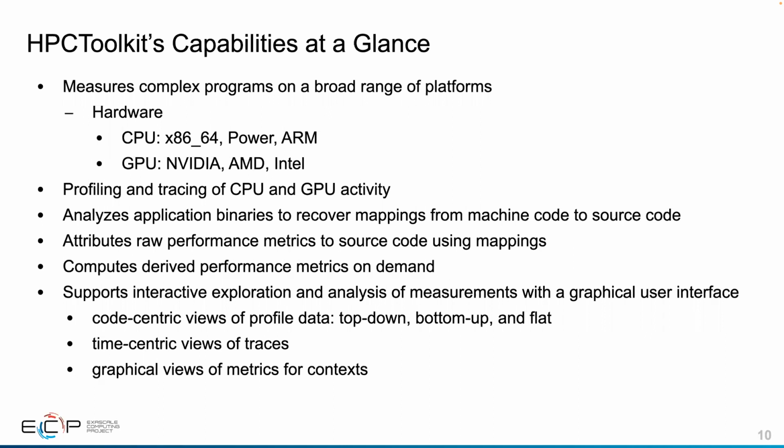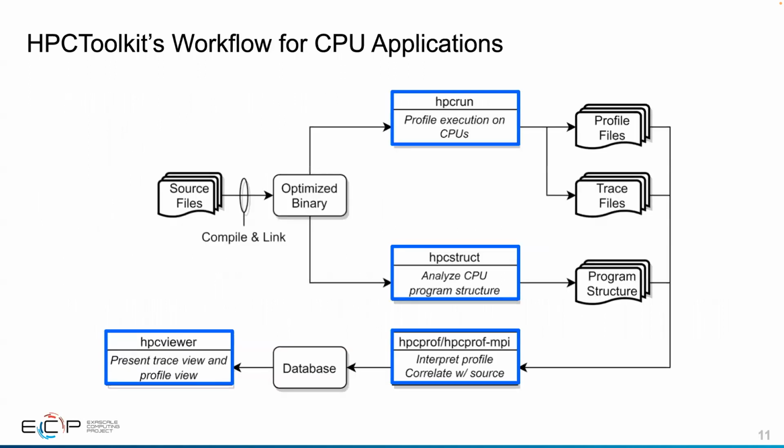We support time-centric views of traces so that you can see how your execution behavior unfolds over time, and this is particularly useful for understanding load imbalance across nodes in the system. And then we have graphical views of metrics for context that allow you to graph across all of the contexts or across all of the threads or GPU streams in a program to see if there's load imbalance or anything like that. And you'll see that in the context of this tutorial.